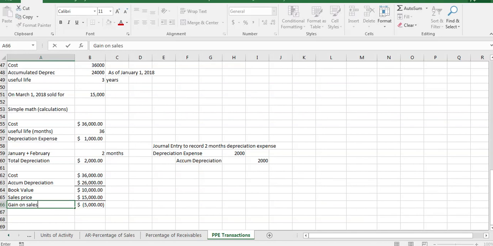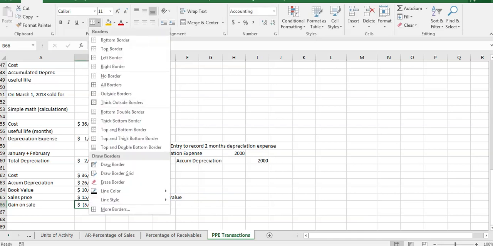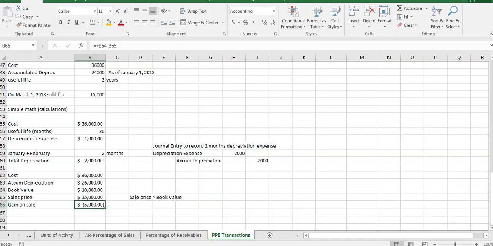So now we're ready to put together a journal entry to show how it will look. Since the sales price is larger than book value, then we have a gain. So here's our number, $5,000. So what exactly do we need to do now? Well, very simple. We only need to do a journal entry, and we will do this second journal entry to solve this issue.